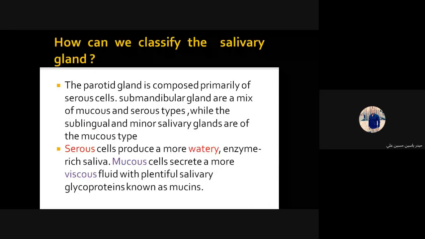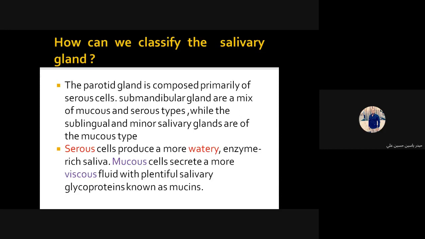In general, the salivary glands are either divided into major salivary glands and minor salivary glands, as we will see the locations of the minor salivary glands. Also, they are divided according to the type of saliva which is secreted and the type of the cells.